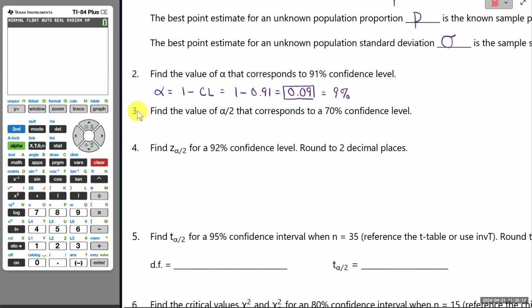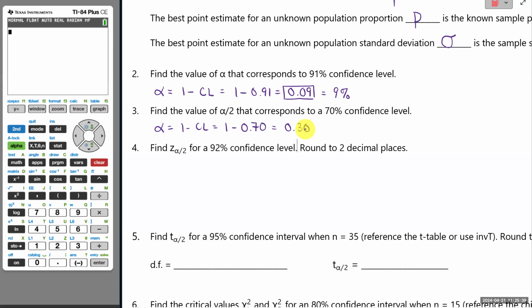All right, so number 3, what if we want to know the value of alpha over 2, the area in each tail, corresponding to a 70% confidence level? So we'll start with alpha. So alpha, 1 minus the confidence level. So in this case, 1 minus 0.70 will be 0.30. So 70% in the middle leaves 30% in the tails.